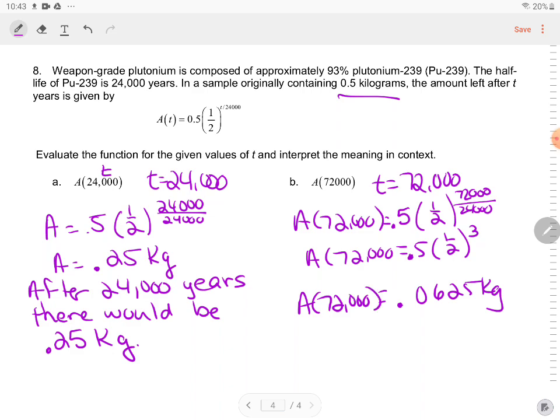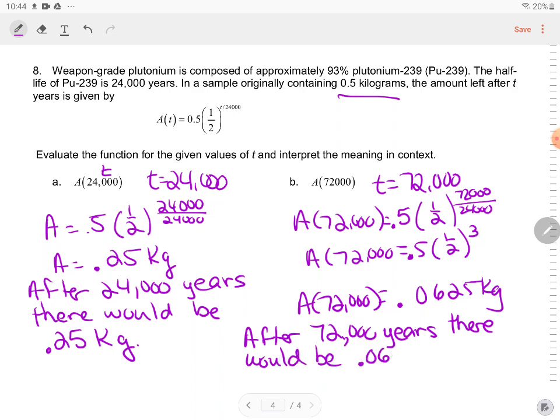So again, we'd say it this way. After 72,000 years, there would be 0.0625 kilograms remaining. Or we could say kilograms of plutonium.